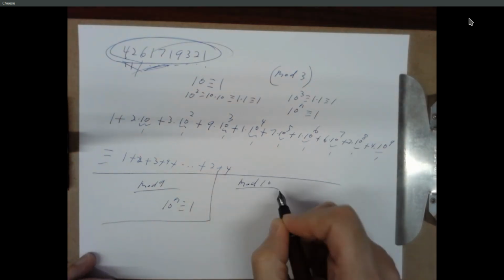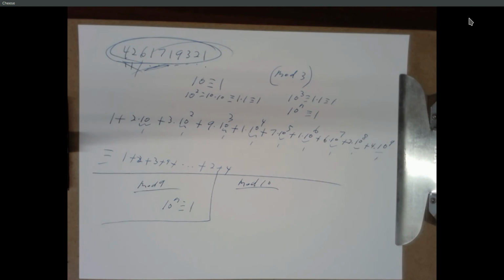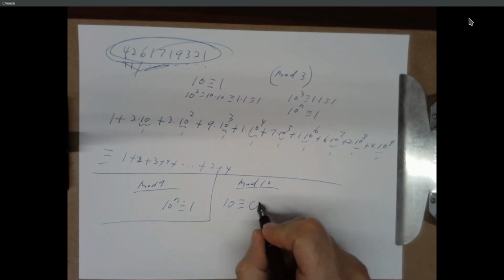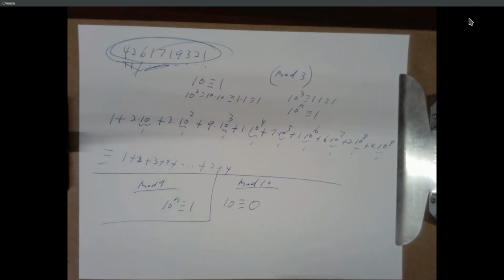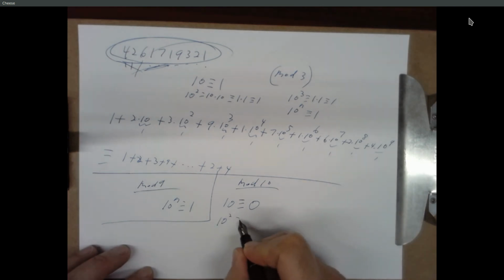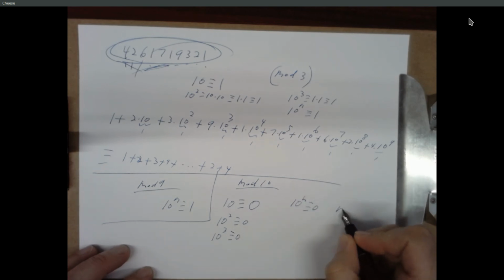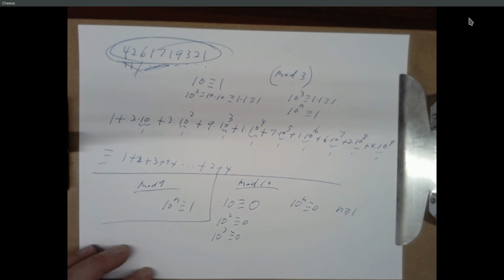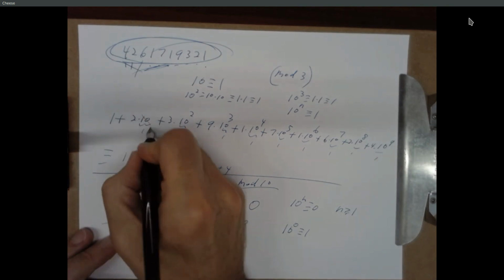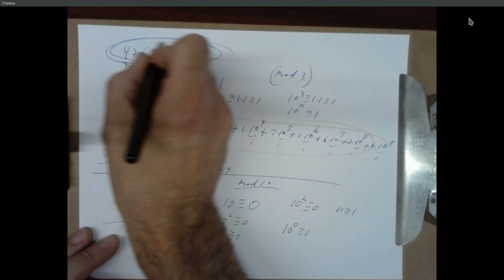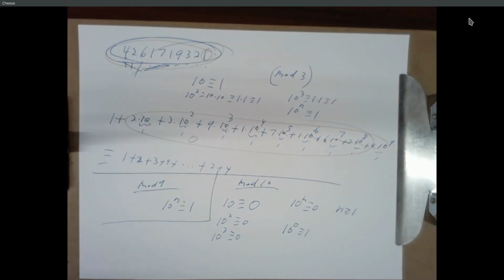What about mod 10? What is 10 congruent to mod 10? Its remainder is 0 when you divide 10 by 10. 10 goes in once with nothing left over. So 10 squared is also congruent to 0. 10 cubed is also congruent to 0. 10 to the n is congruent to 0 for any n bigger than or equal to 1. But 10 to the 0, that's just 1. So in that case, each of these things is congruent to 0 when I multiply by those digits. That's all 0. This number is congruent to whatever its last digit is, mod 10.